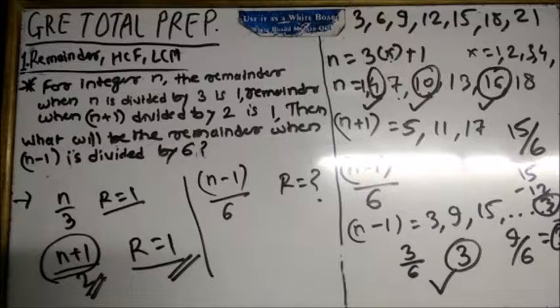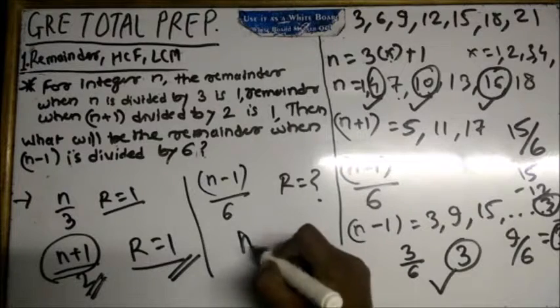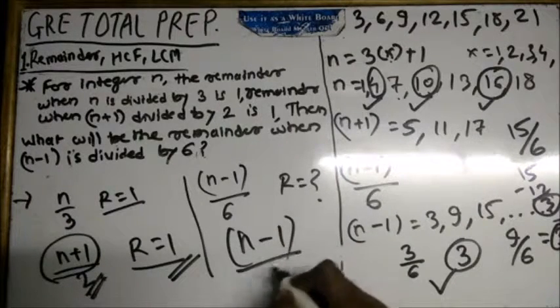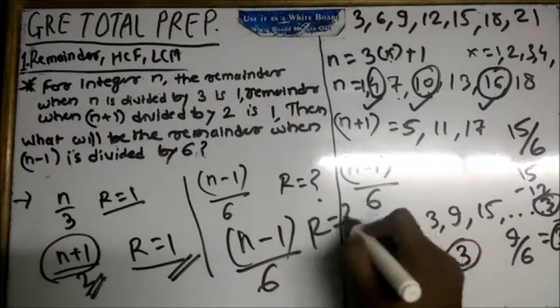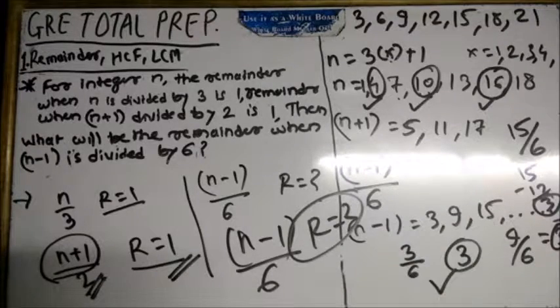So when n minus 1 is divided by 6, the remainder is 3. That's the answer. Thank you.